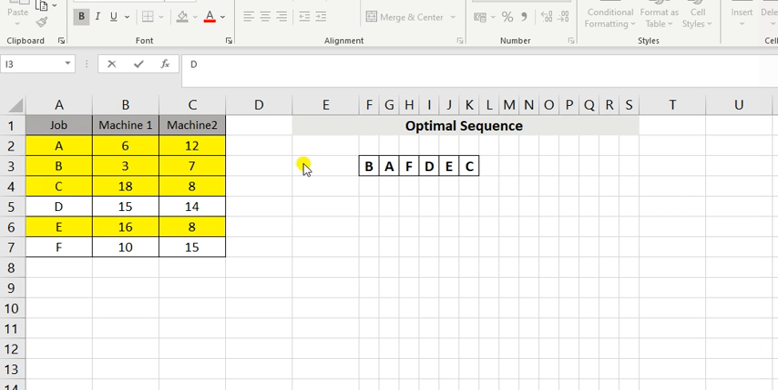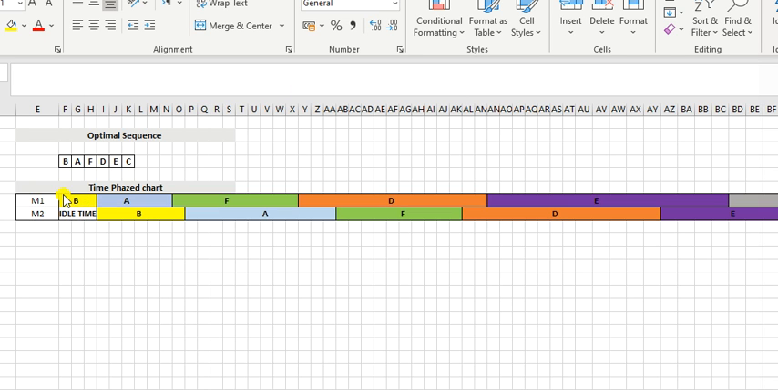Okay, now that we have our optimal sequence, we can produce our time phase chart. Basically, we're gonna represent the processing time of each job, and one cell is going to represent 1 hour. Job B takes 3 hours to be processed on the printing machine, so it's represented by 3 cells, and so on.